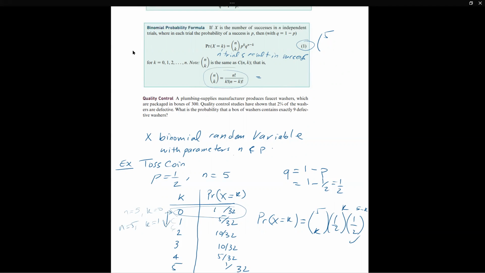I set up in general here. So 1, then 1/2, 1, then 1/2, 5 minus 1 would be 4. All right, so here 5 factorial over 1 factorial, 5 minus 1 factorial. So here you get 5 factorial. 1 factorial is 1. 5 minus 1 would be 4 factorial. So here, if you do this operation, you get 5.